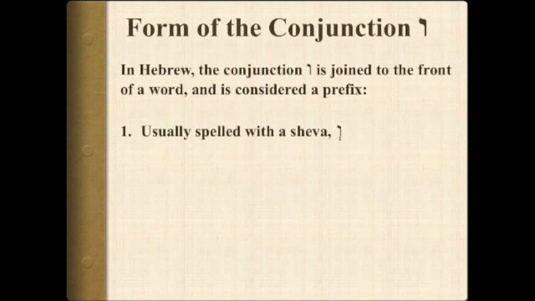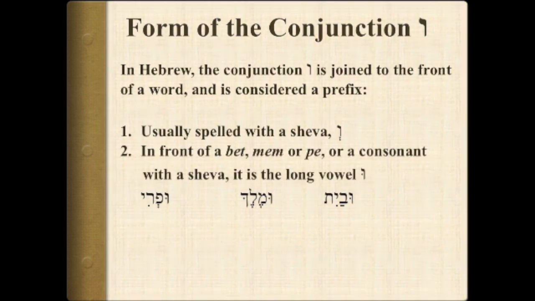In Hebrew, the most common conjunction is vav, and it is joined to the front of a word and is considered a prefix. It is usually spelled with a shva, but in front of a bet, mem, or pei, or a consonant with a shva, it is the long vowel u, or shuruk.